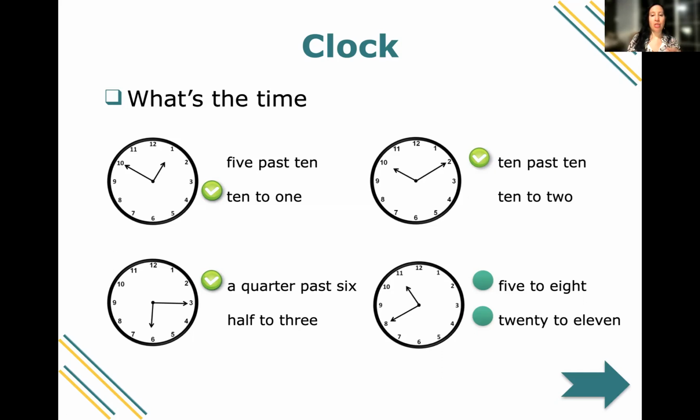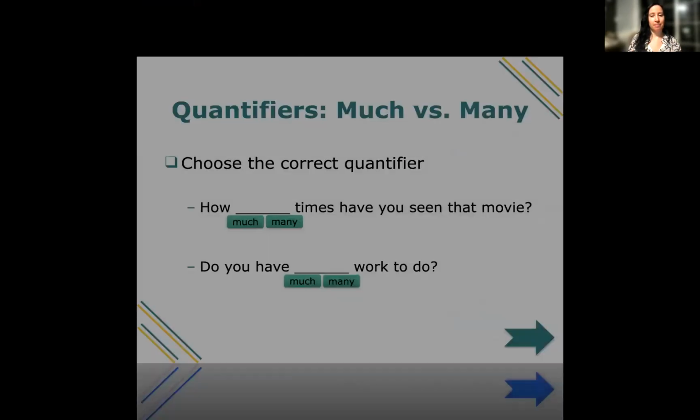What about the one to the right on the bottom? The bottom right, we have the shorthand on the 11 and the longhand on the 8. Would this be 5 to 8 or 20 to 11? 20 to 11. That means 20 minutes to 11 o'clock. I mean, it is still 10. What is this? 10:40. See? We can either say 10:40 or 20 to 11.